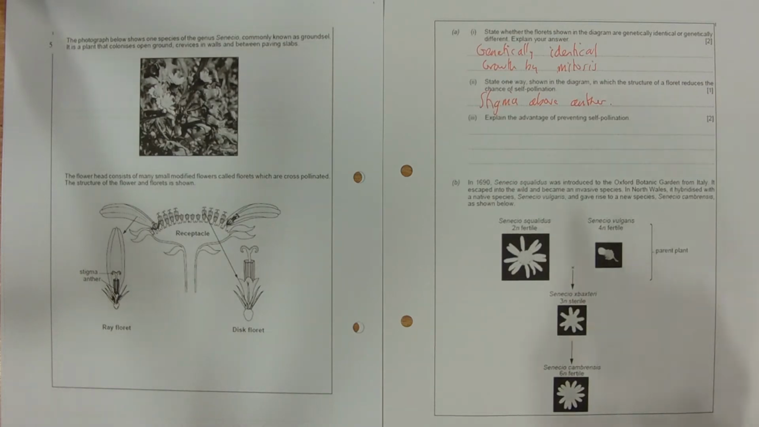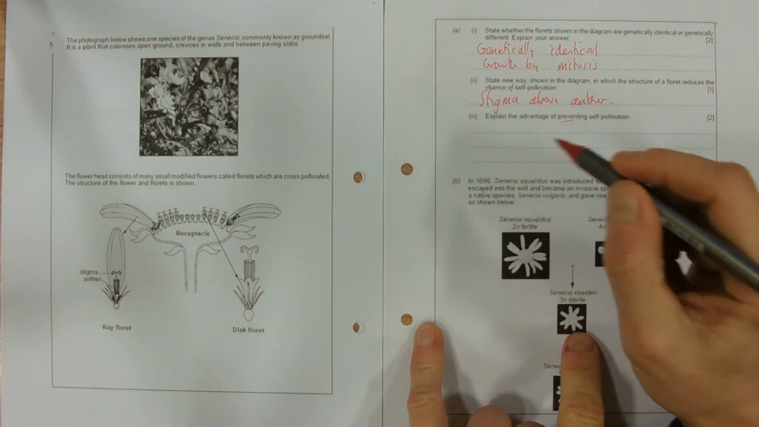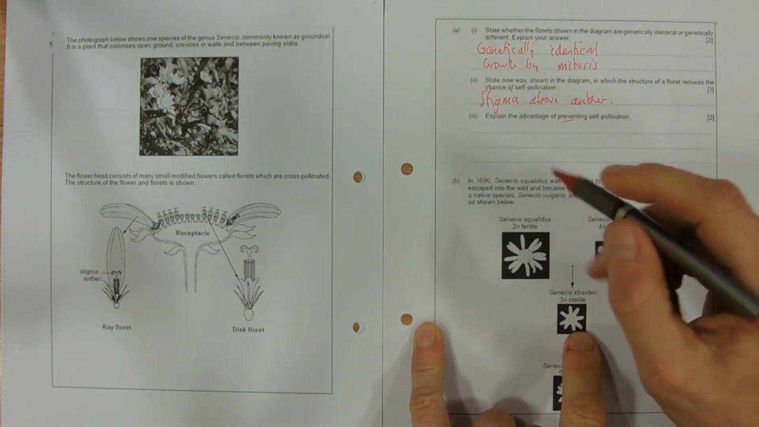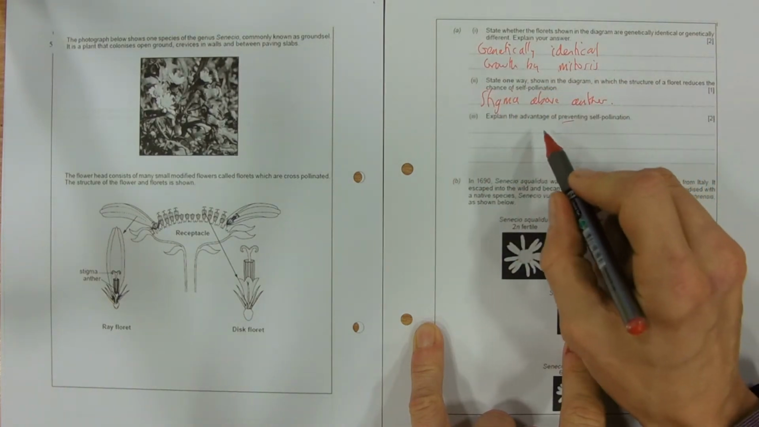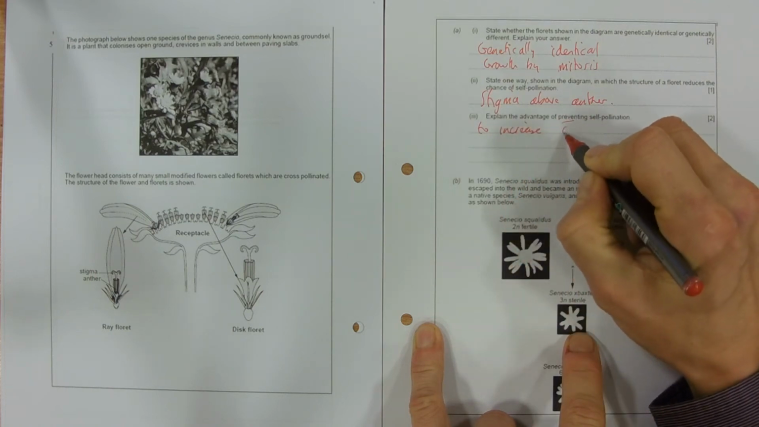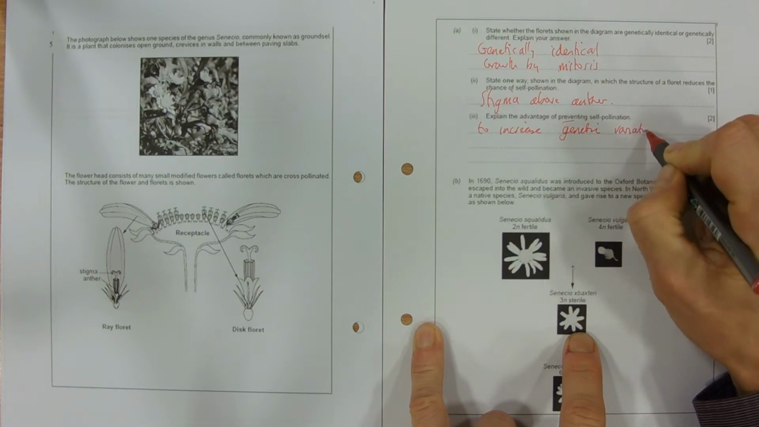Explain the advantage of preventing self-pollination. Well, if you're using your own gametes to fertilise your own gametes, there will be some slight variation, some mixing up of the genetic information, but a lot less than in normal sexual reproduction. So there'll be, the term we usually use is less genetic variation with self-pollination. So prevent self-pollination to increase genetic variation or diversity.